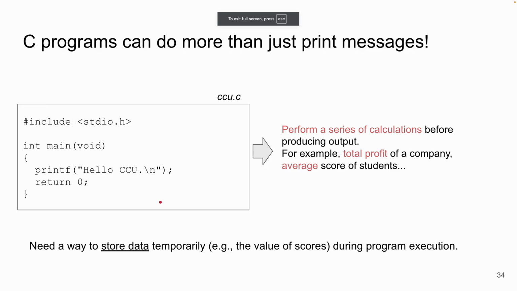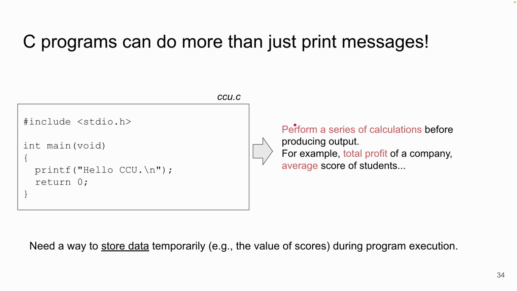So the next thing I'm going to introduce is variables and assignment. For the first code we have introduced so far, we just showed you how we can use C to print out information. But C programs can actually do more than just printing messages. C can do a lot of things. C can perform a series of calculations and then output the outcomes of the calculations. And you can use C to write calculators and do a lot of data analysis.